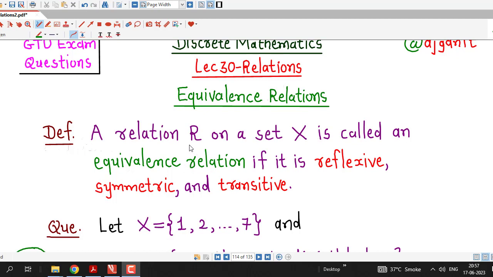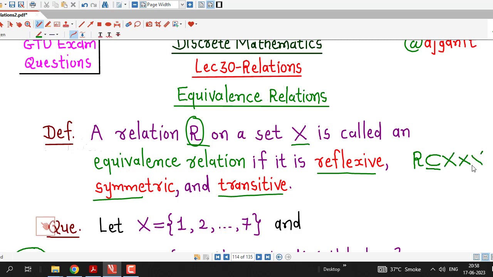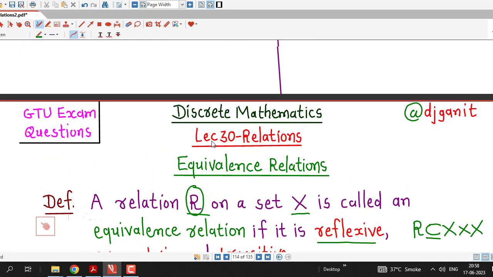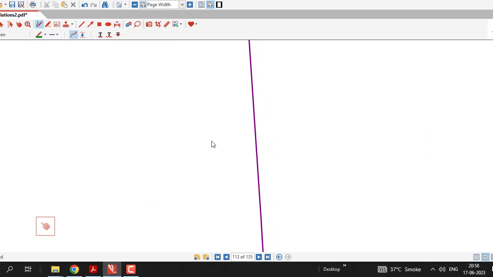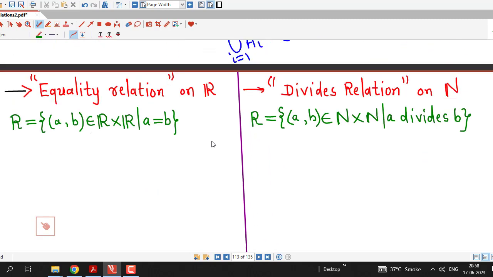A relation R which is defined on a set X is called an equivalence relation if that relation satisfies these three properties. The relation is reflexive, symmetric and transitive. If relation R on a set X is reflexive, symmetric as well as transitive, then R is called an equivalence relation. We have seen how to check all these properties in earlier lectures.